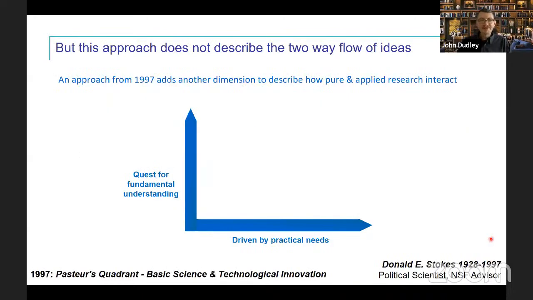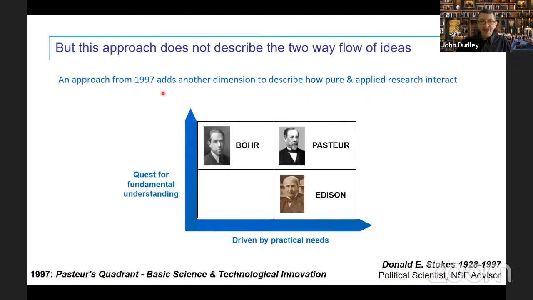Now, this is a little bit simplistic because it doesn't really describe this two-way flow of ideas that we've seen before with the development of quantum mechanics and the measurement of the Big Bang cosmic microwave background. So in the late 1990s, a political scientist who was an advisor to the US National Science Foundation came up with another approach, which was you divide potential research into a space where on one axis you have practical research, and on another axis you have fundamental research.